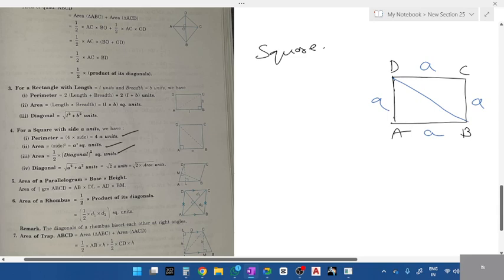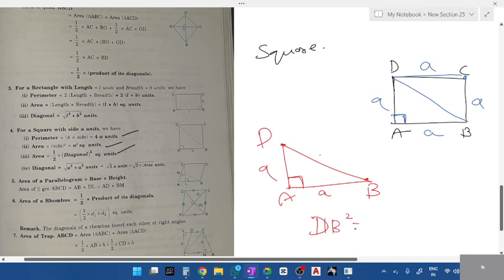See, don't memorize this. I'll teach you. Each angle is 90 degrees. For a square and rectangle, what is each angle? All 4 angles are equal to 90 degrees. Now just look at this triangle ADB. How does it look? It looks like which triangle? Right angle triangle. In right angle triangle, what is DB? Hypotenuse, right? DB is hypotenuse.